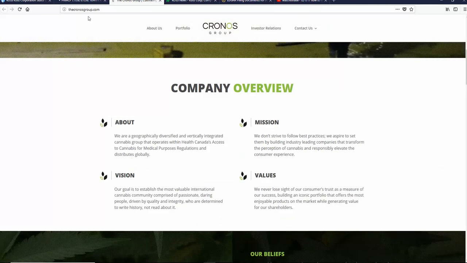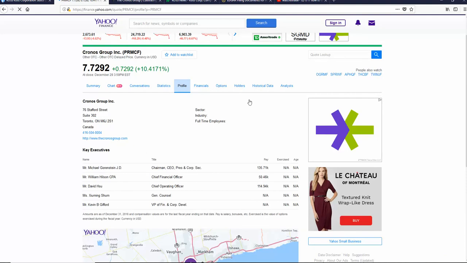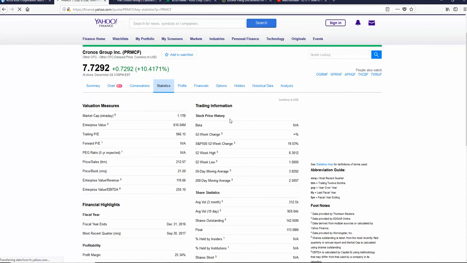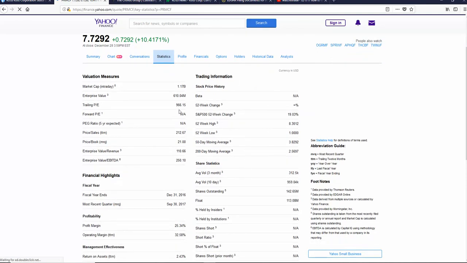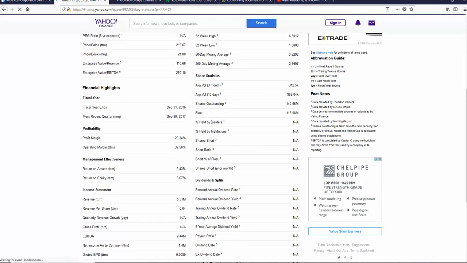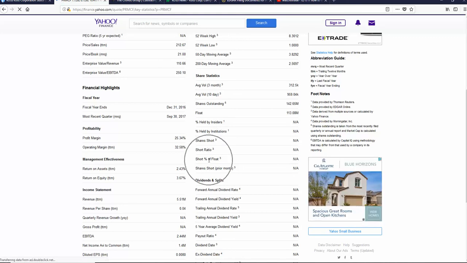That's why it's moving, all these Canadian cannabis companies. And what you also want to do, I note this in my little notes, is go to statistics. Here you can see a lot of information about the stock's history, where its highest and lowest points were. But what I really like to focus on is shares held by insiders when it's available, and the float.